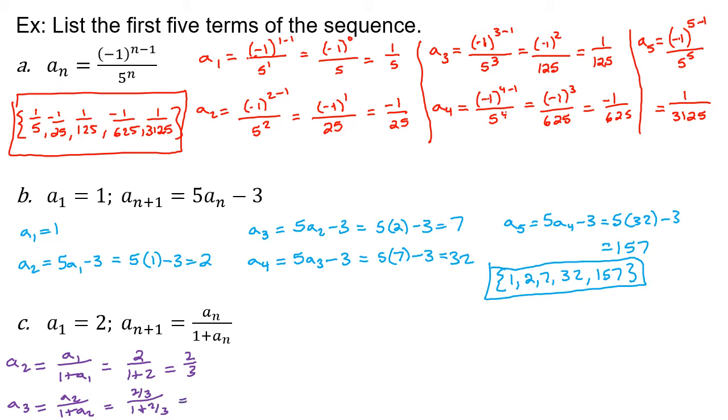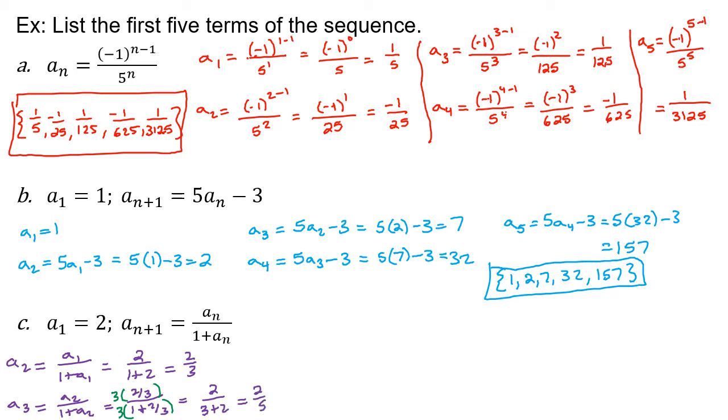So what I would do here is multiply the entire thing by 3 on top and bottom. And that way on the top, the 2/3 times the 3 will just give you a 2 on the top. And I get 3 plus 2 on the bottom, which is 2/5.